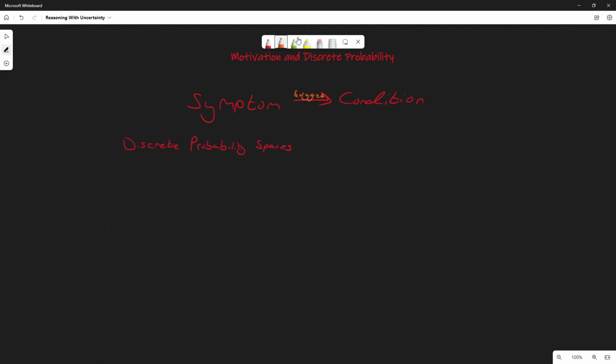So a discrete probability space is how we model what is called a random action, which is an action with a non-deterministic outcome. For example, flipping a coin. So a random action is an action with a non-deterministic outcome. We can represent these by splitting them down into two parts.